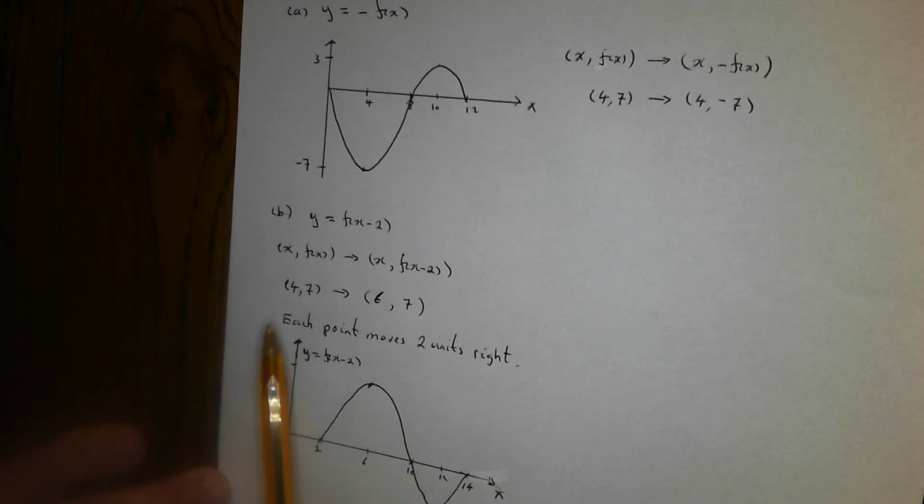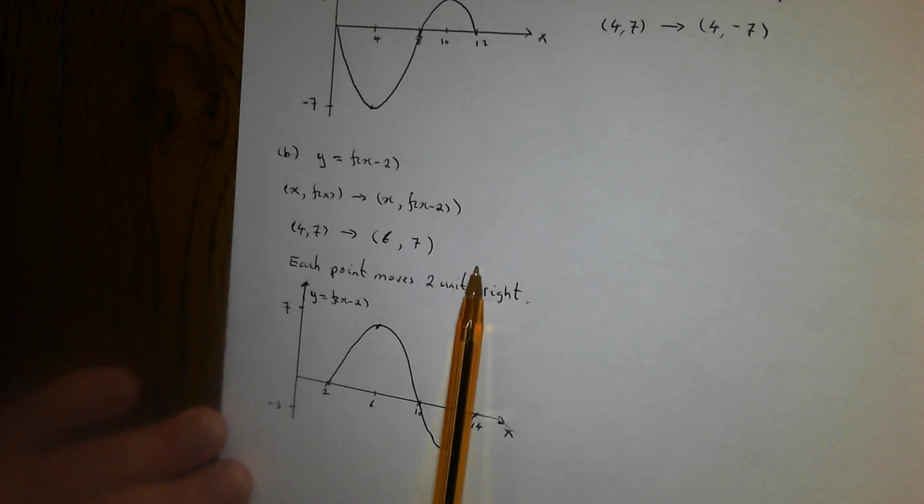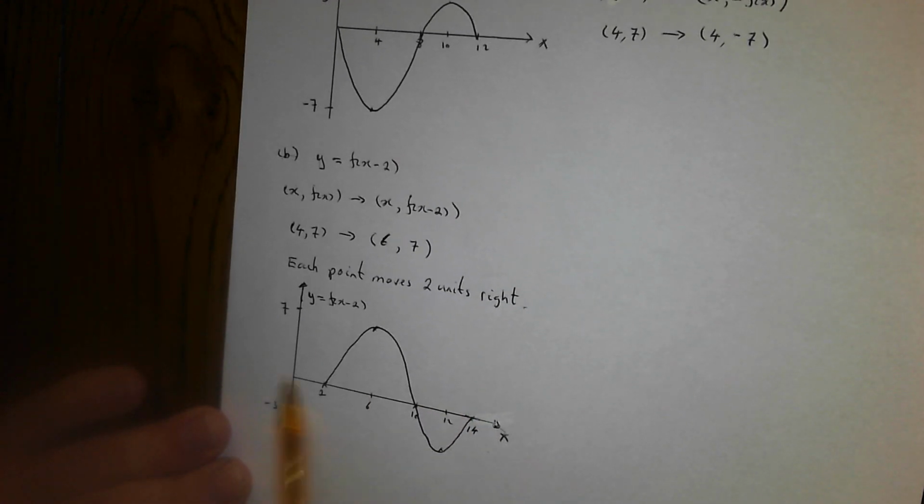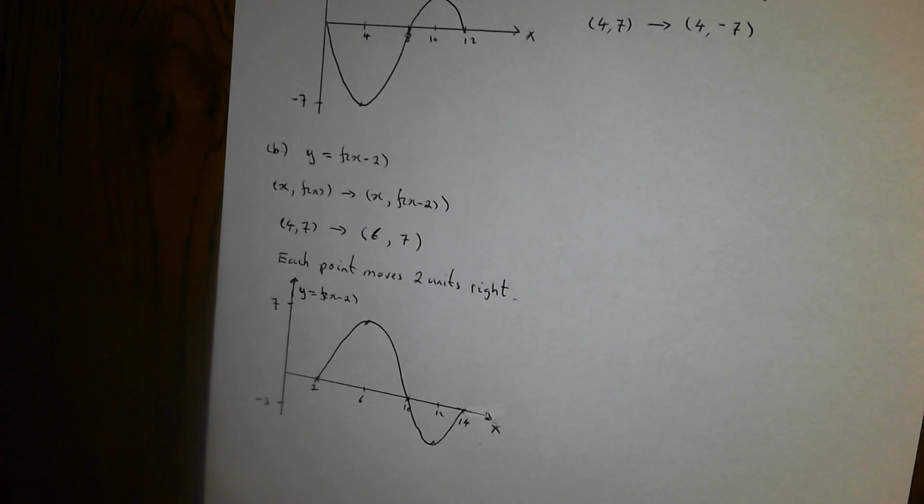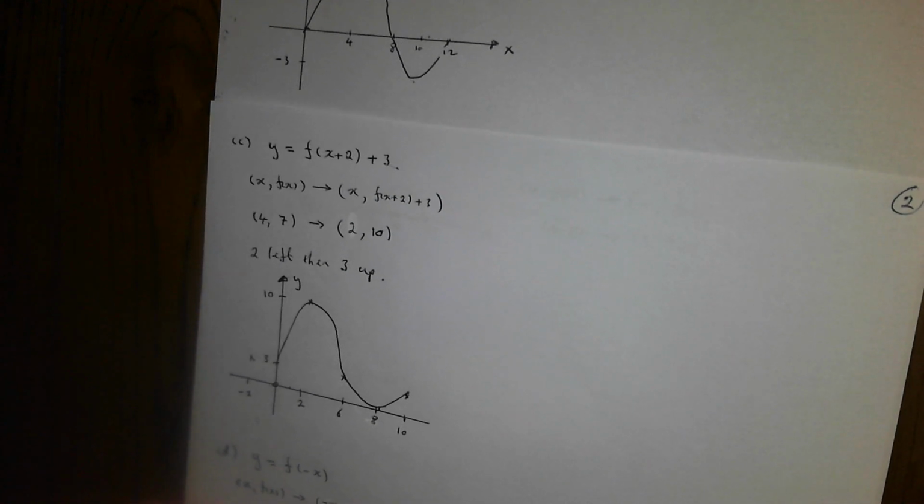So every point moves 2 units to the right. So (0, 0) becomes (2, 0), (4, 7) becomes (6, 7), and so on. So everything moves 2 units to the right to make this work. Let's try another example here. Part C.